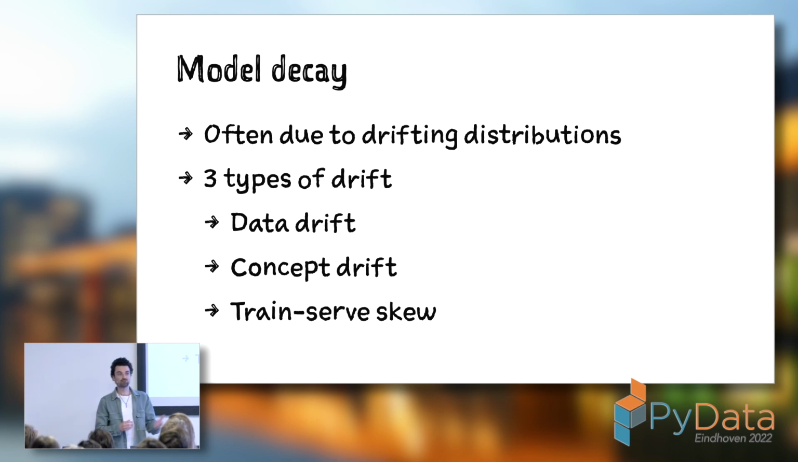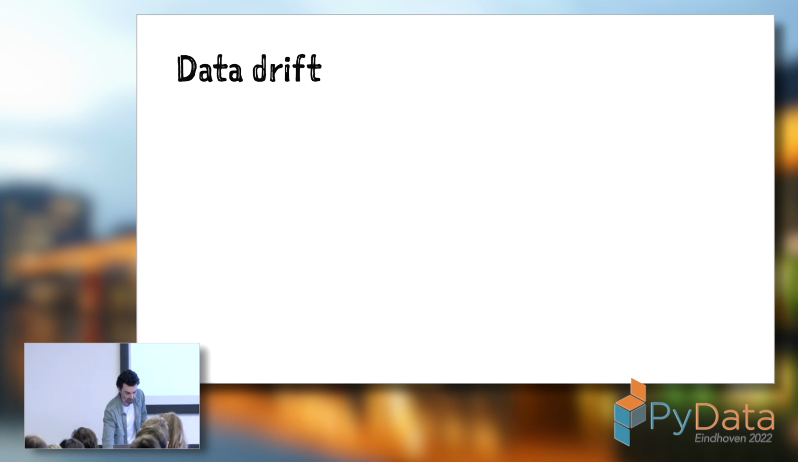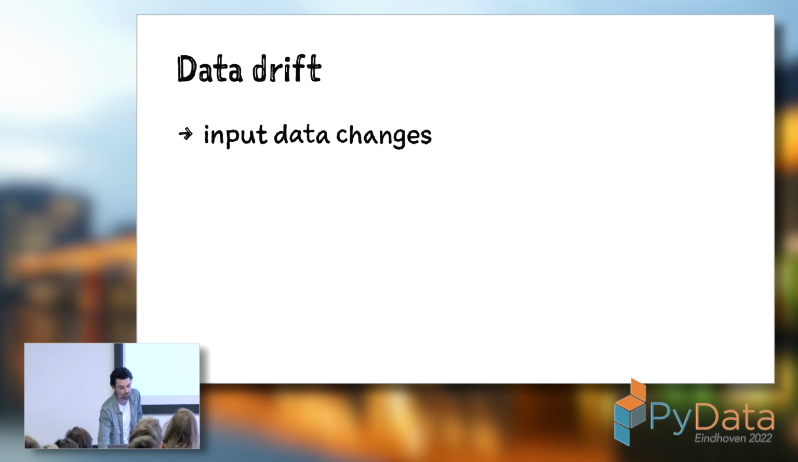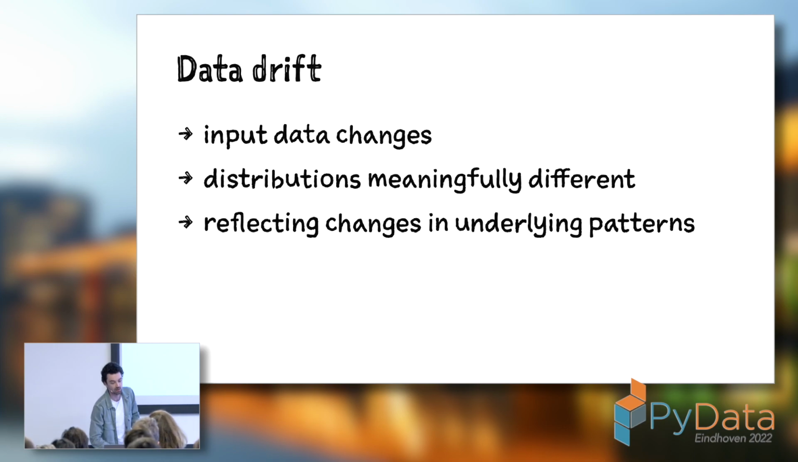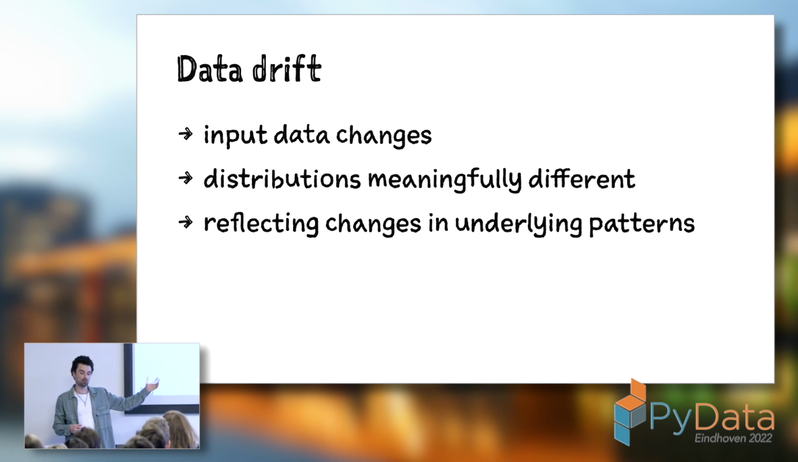And there's basically 3 types of drift that I want to introduce. First one is data drift, then we have concept drift, and then we have the train serve skew, which is maybe not actually a drift, but it fits this explanation, so I just include it. Data drift is the case when the input distributions actually change. So right from the source, your data just looks different, a lot different or slightly different, but at least meaningfully different, such that it is reflecting changes in the underlying data.